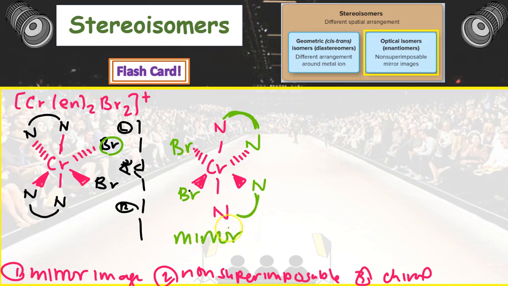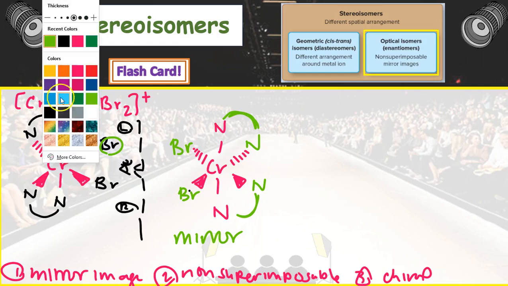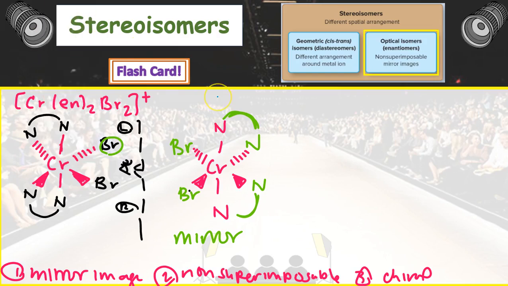Cool. That's always going to be our first step. Go ahead and get that mirror image. Next, we must verify if this mirror image is non-superimposable. So how do we do that? We take basically this axis here with the chromium here, and we're going to rotate our ligands by 180 degrees. Another way to write that is going to simply just put our vertical axis, and then we're going to rotate it 180 degrees. And that means every single ligand here is going to be rotated by 180 degrees.